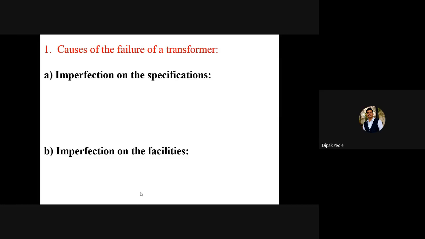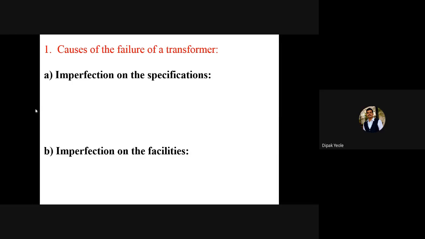We will discuss this concept in detail, because the question will surely be asked in an interview, or in the end semester exam: explain the failure modes, or failure causes, of a transformer. So you have to explain in such a way that you get the full marks. And believe me, if you explain in a proper way, in simple words, or with a diagram, it will help you score good marks. So the first cause is imperfection in the specification.